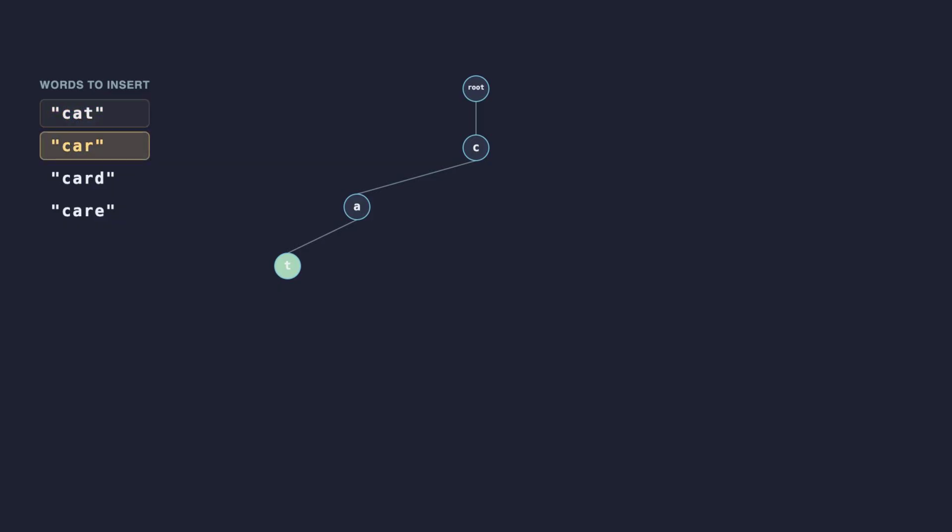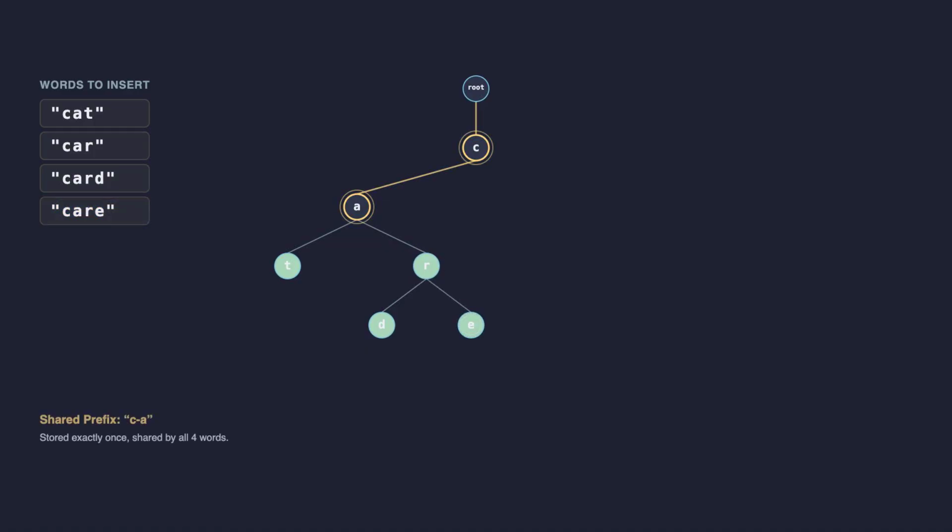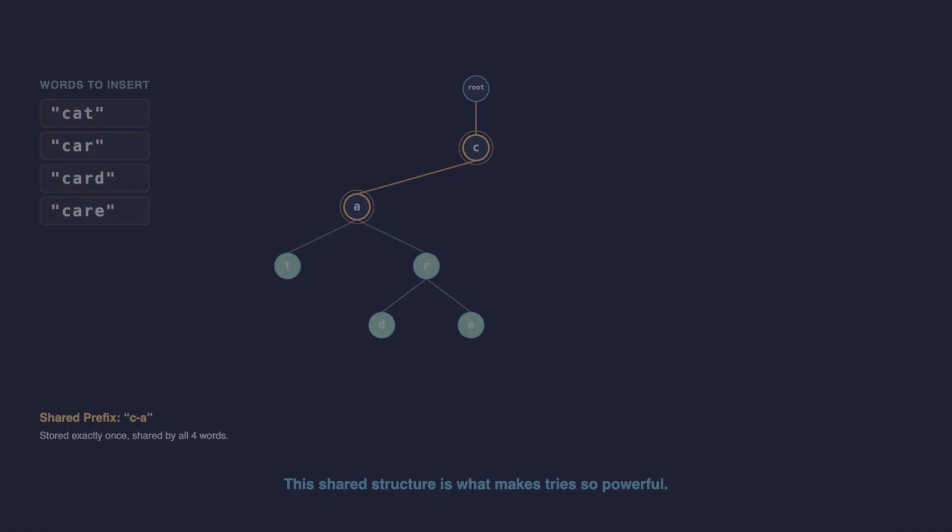Now let's add car. We start at the root, follow C, then A. Both of these nodes already exist. But at A, there's no child for R, so we create one, and we mark R as an end-of-word node. Next, card, we follow C, A, R all exist, then we create D and mark it. Finally, care. We follow C, A, R again, then create E and mark it. Notice how the prefix CA is stored exactly once, even though 4 words share it. This shared structure is what makes tries so powerful.